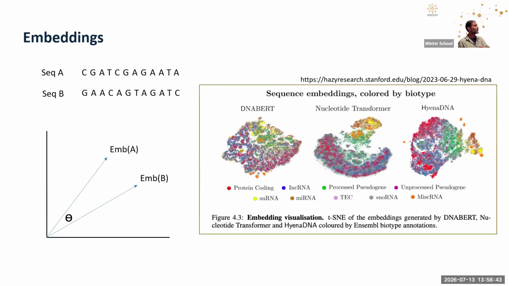To put that in practical terms, here's outputs. This is a figure from an article about HyenaDNA, which is a DNA foundation model. And they were comparing three different foundation models: HyenaDNA, Nucleotide Transformer, and DNABERT. And they got embeddings of sequences where they already knew where that sequence was coming from. So if the sequence is from a protein coding region, or from long non-coding RNA, or from microRNA, and all these kinds of different genomic types.